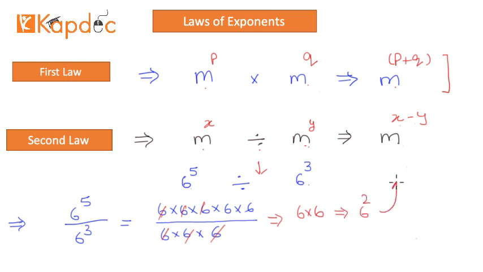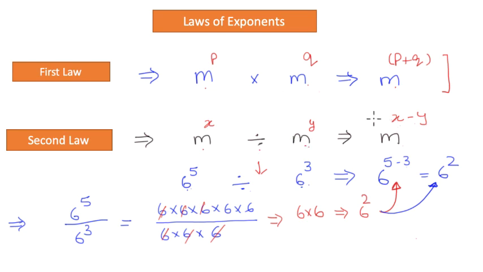And that's exactly what we were stating in the formula. If you were not to go through this method, you would simply say that 6 to the power 5 divided by 6 to the power 3 is 6 to the power 5 minus 3, which is 6 to the power 2. We have exactly the same thing here. So the simple formula to keep in mind is that when you are dividing two numbers in exponent form with the same base, the powers get subtracted and the base remains the same. Now let us look at our next law.